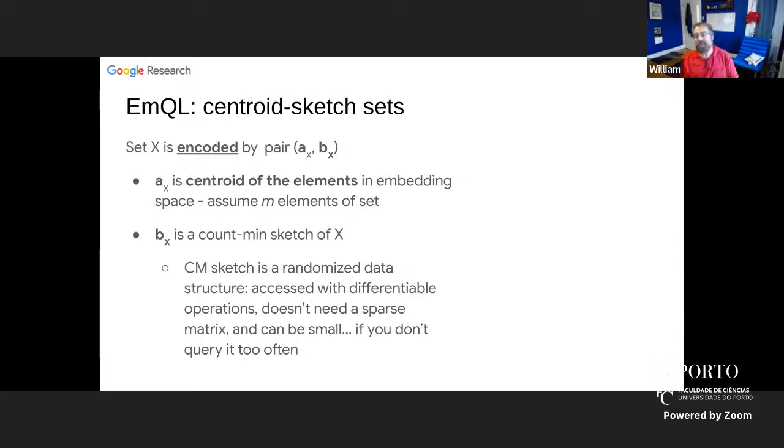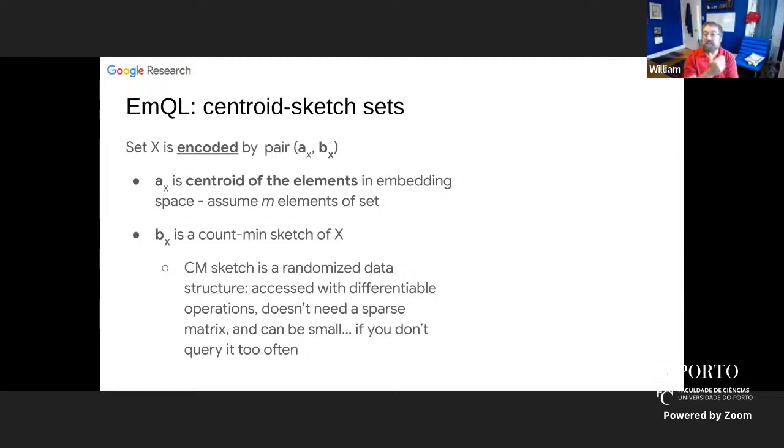If you're not familiar with these, you don't have to know a lot. It's a randomized data structure. Everything you need to do with it is differentiable. You don't need a sparse matrix to represent it, which is nice. Sparse matrices are implemented in many deep learning setups, but they're not as well integrated with modern accelerators, the fast accelerators, as dense matrix operations.